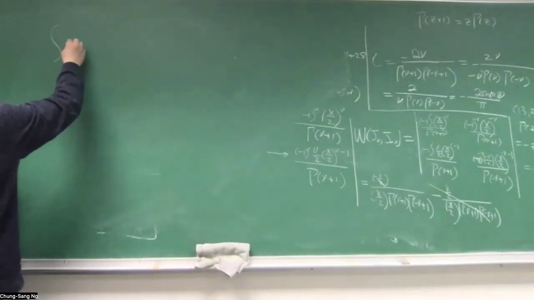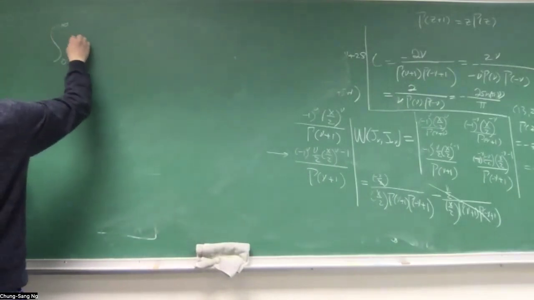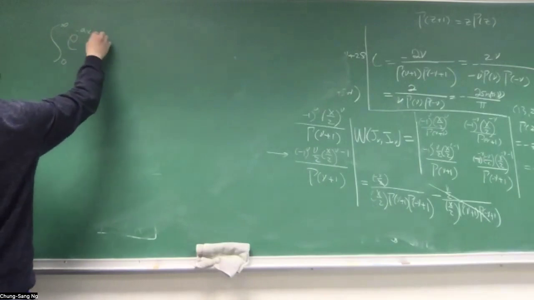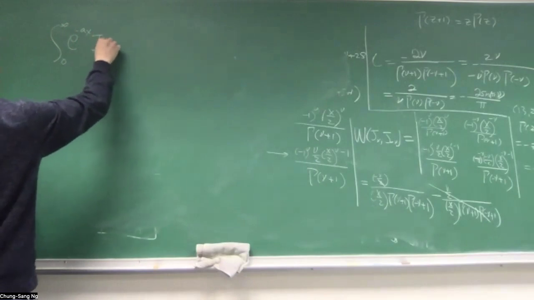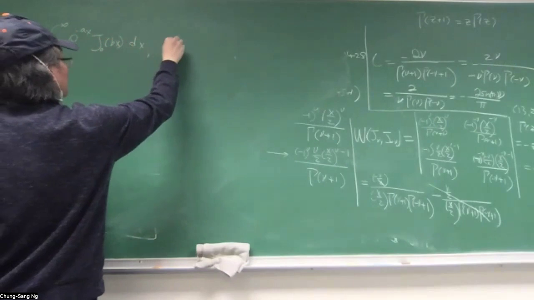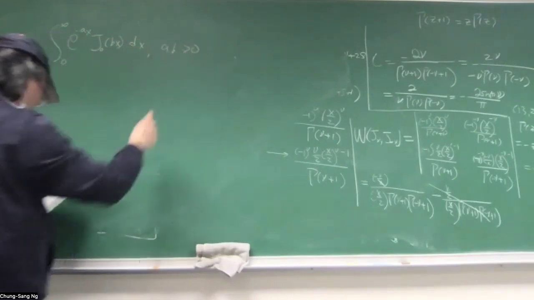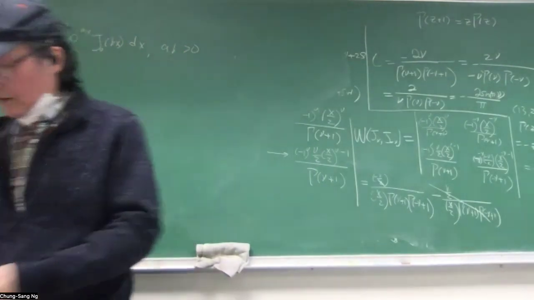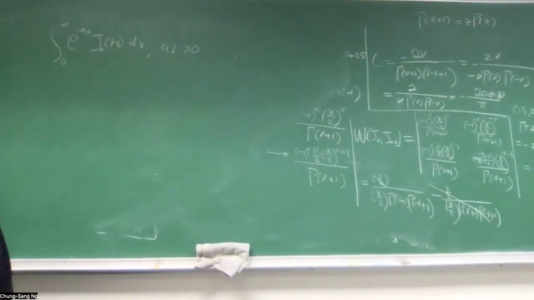So, integral minus a x. And then c is c of dx. A and b. What do you see now? Well, I suppose we can try the integral form of j sub 0 and see if that is easier.